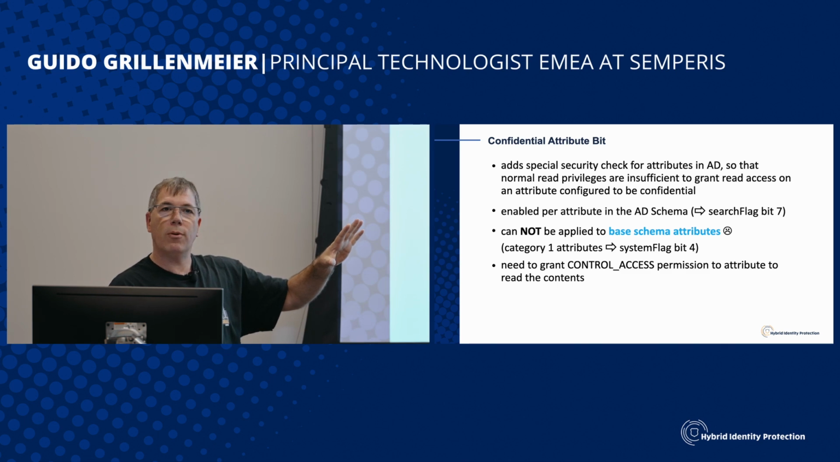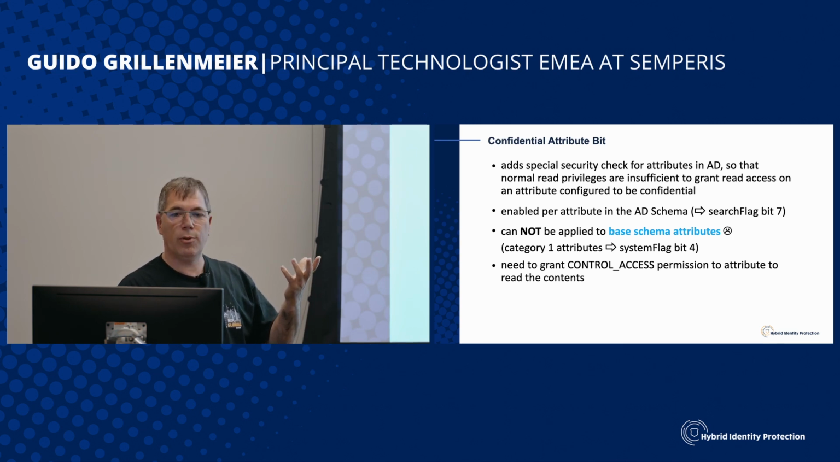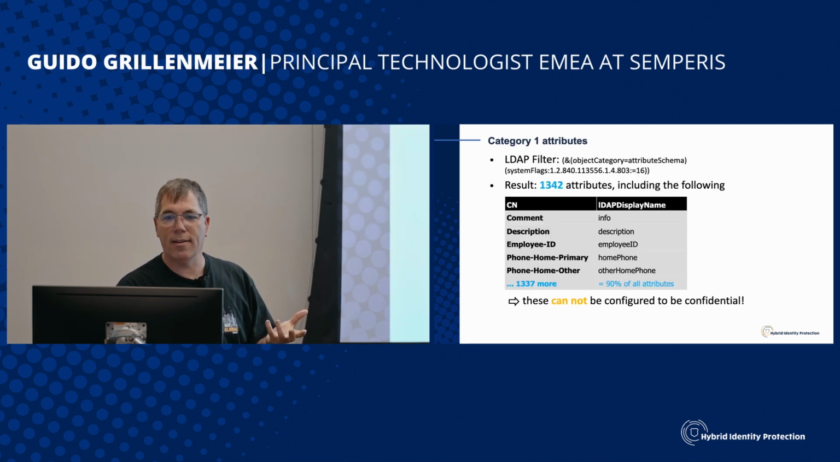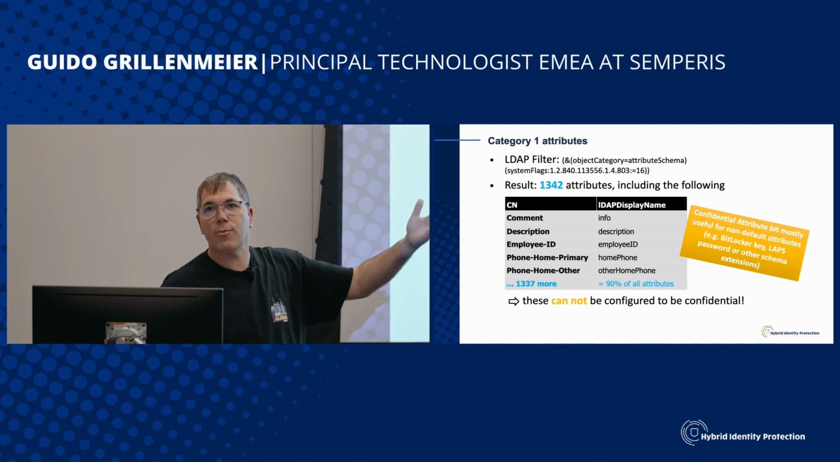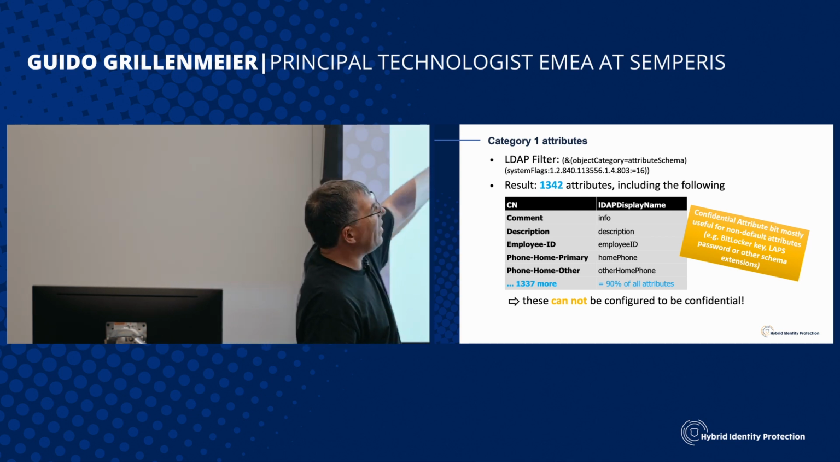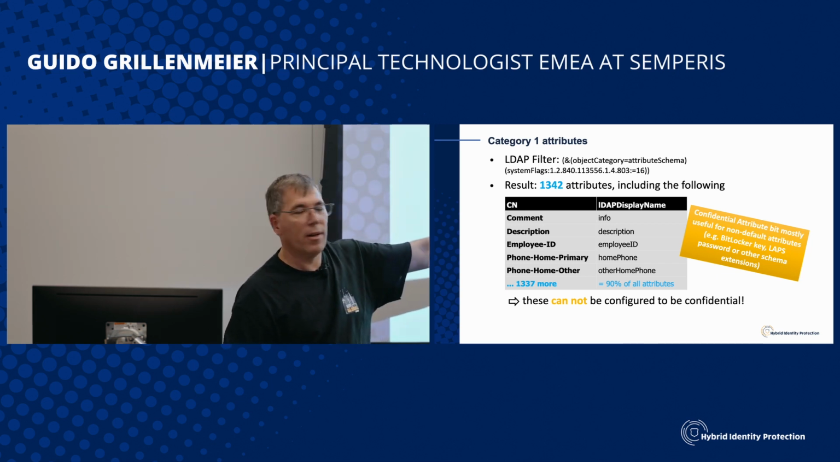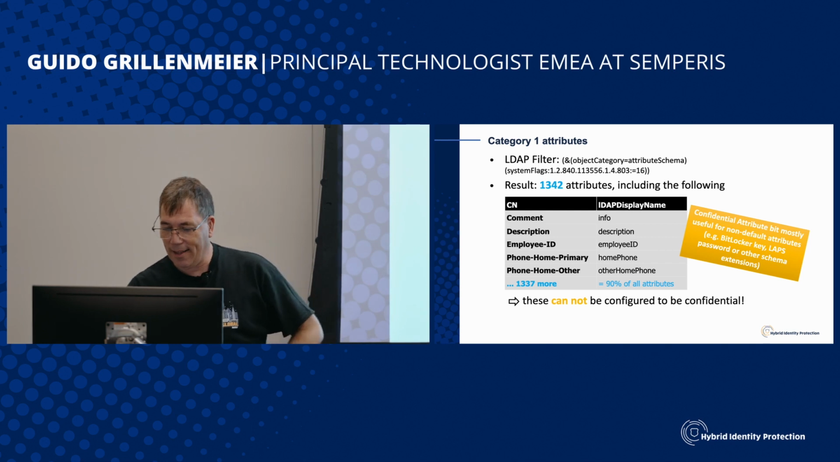One thing that most of you might know about is the conditional attribute bit. That's only possible to be used by a few attributes because all of the base schema attributes cannot be hidden this way. So you typically only use it for BitLocker keys or LAPS passwords. That's where conditional attributes are used. So you've got roughly 1,500 attributes in your classic Active Directory. 90% of them you can't basically hide that way.